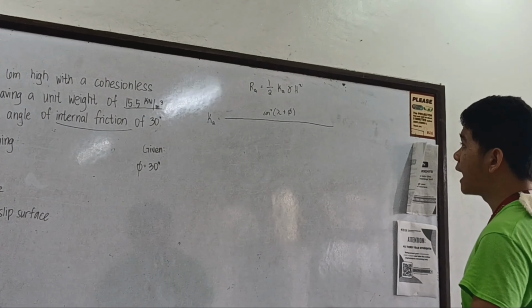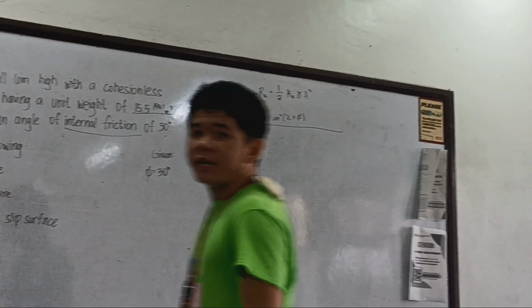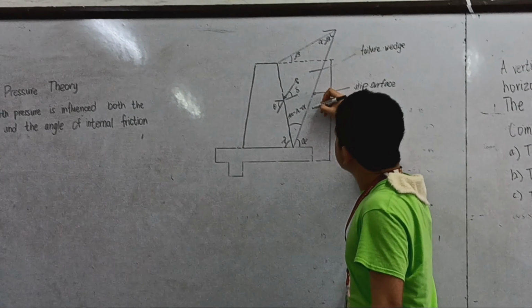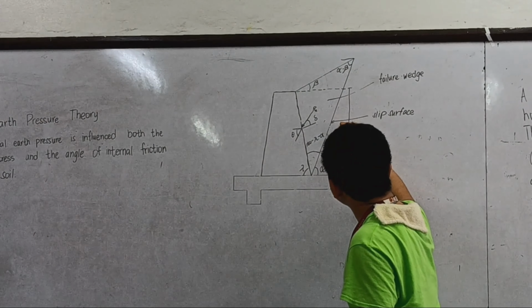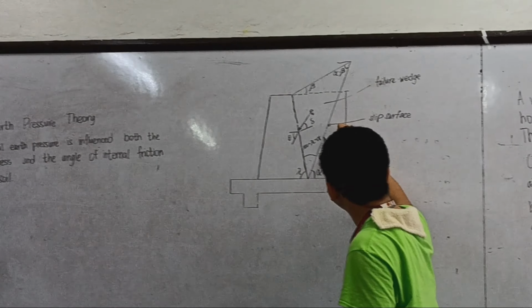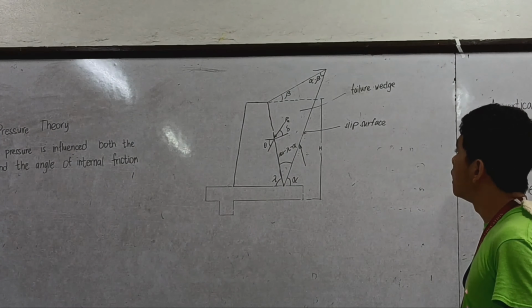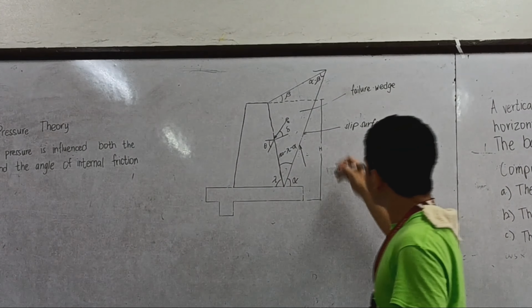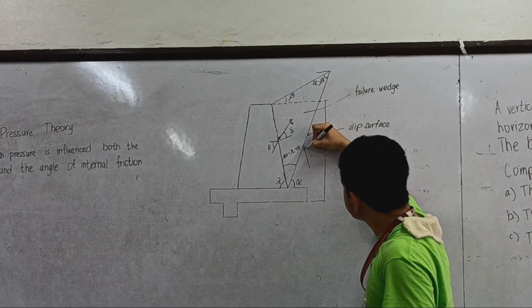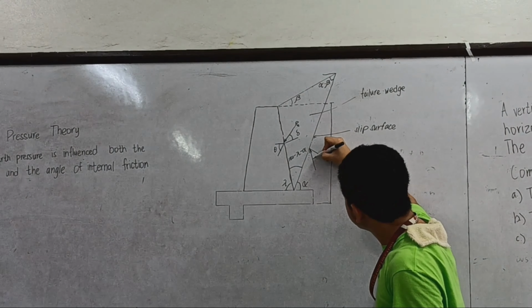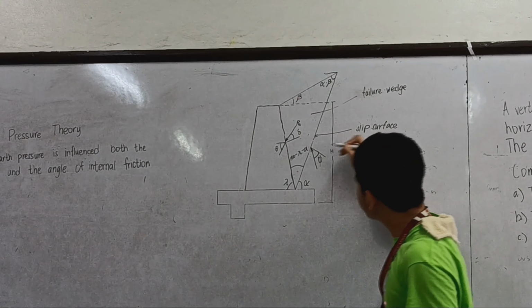That is the angle of internal friction, where there is a friction perpendicular to the slip surface. This is our angle phi.